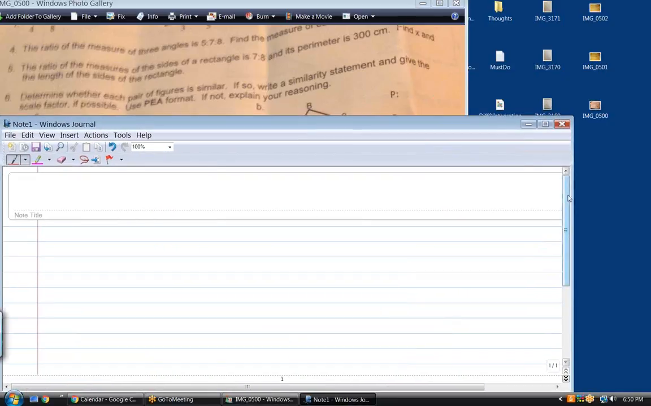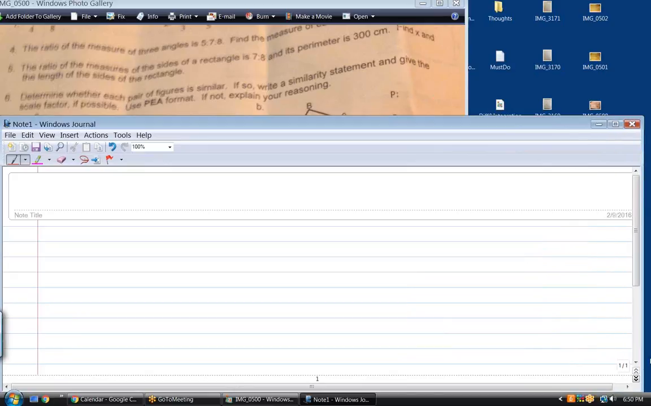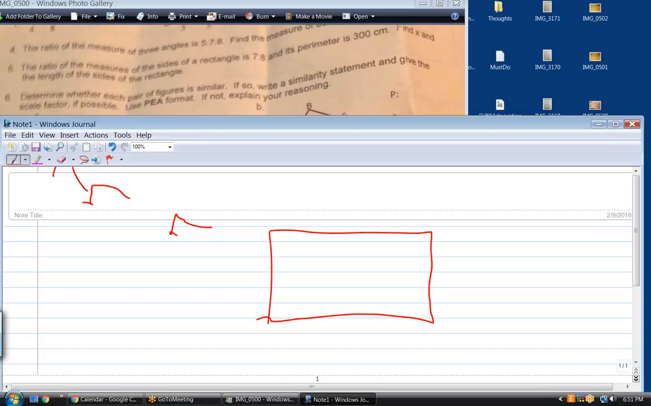And this next problem is kind of similar. The ratio of the measures of the sides of a rectangle are 7 to 8. So how should I label this rectangle? You have one side 7x, one side 8x. Good. And its perimeter is 300. So what equation can I write based on the fact that its perimeter is 300?